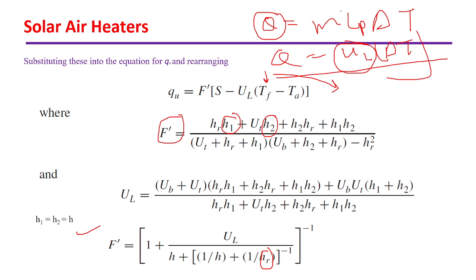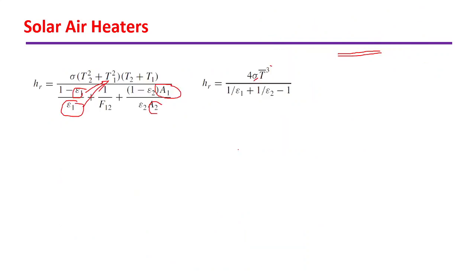So simply we have the equation Q is equal to m cp delta T or Q is equal to UL delta T, and we are accounting for the collector efficiency factor and the area and all heat losses and the heat transfer coefficients. Based on that, we get a simple equation Q is equal to F dash into S minus UL and the temperature difference between ambient and fluid, and F dash will be based on the heat transfer losses and the heat transfer coefficient. So next we have to derive the equation for HR. HR will be this.